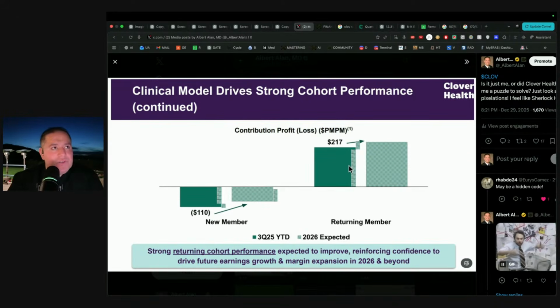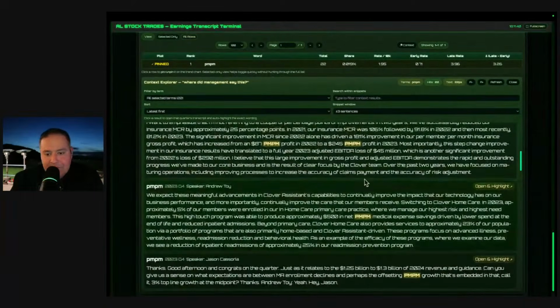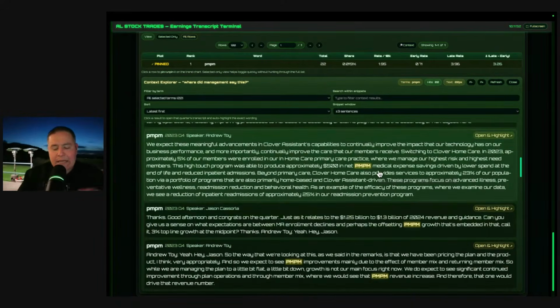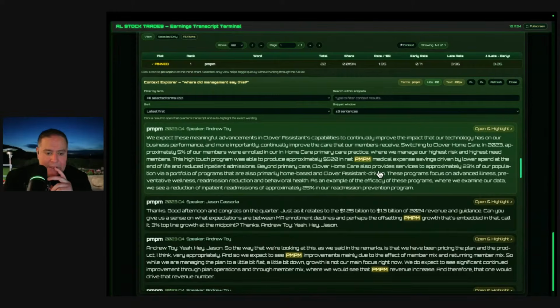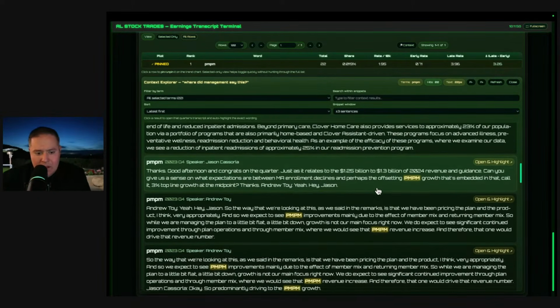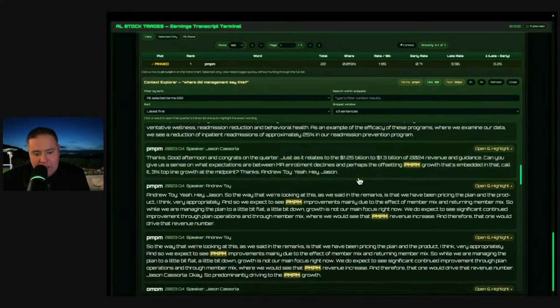And of course, they're expecting it to go up, but they're expecting it to go up to 250, which is not surprising because they've been at 245 before, back in 2023, as you can see in this analysis in our earnings transcript terminal. So again, we're going pretty deep here trying to figure it out. There's not a lot of data, so they need to give us a little bit more data for that. But they are going to be profitable.